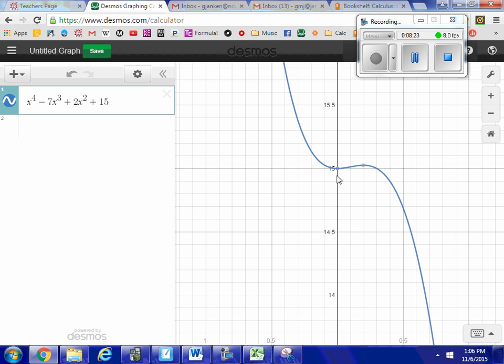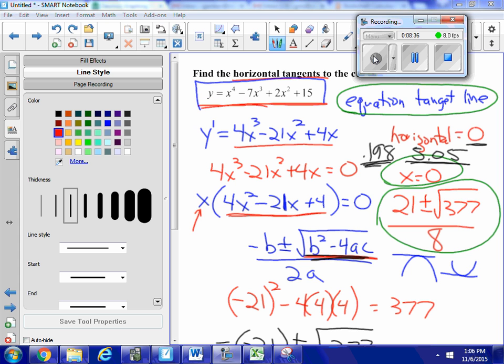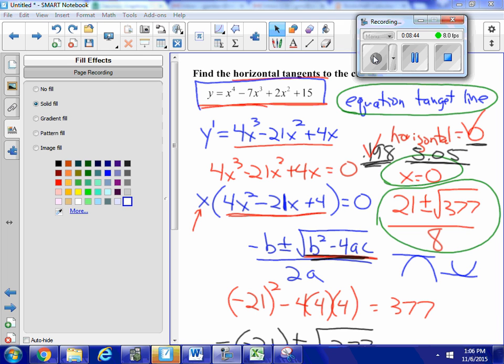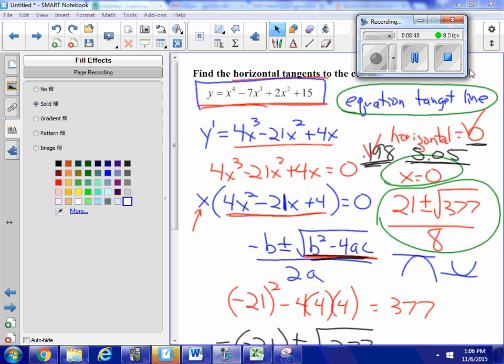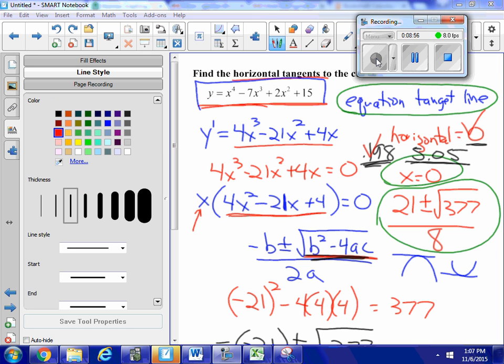So I have a local minimum right here at 0, 0.15. And I have a local maximum right here, sure enough, 1.98, and it's a little bit more than 15. So I have confirmed that that one has a 0 slope, and I've confirmed that that one has a 0 slope as well. What about this one here at 5.05? How am I going to check that one out?